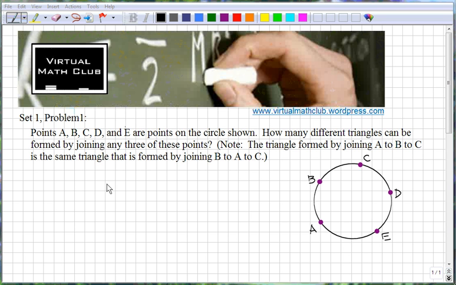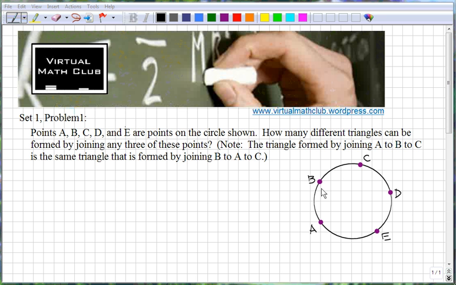Okay, problem number 1 says points A, B, C, D, and E are points on the circle shown. How many different triangles can be formed by joining any three of these points? And they note that joining A to B to C is the same triangle that's formed by joining B to A to C. So basically what they're saying is that the order of the points doesn't matter, which makes sense because if you connect any 3 points to form a triangle, it doesn't matter what order you connect the points.